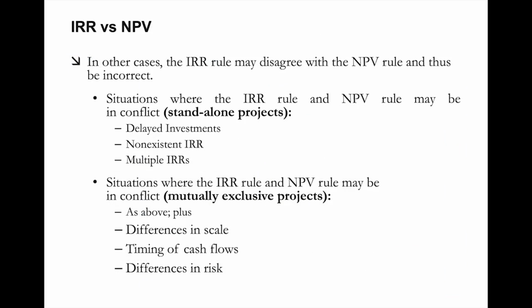And lastly, for standalone projects, multiple internal rates of return. In this situation, the NPV can be zero for more than one value for the discount rate. So we'll have a look at that as well. When we look at mutually exclusive projects, we also need to be worried about differences in scale and the timing of cash flows. Differences in risk is also something that we need to be aware of, but we're not going to go through that.